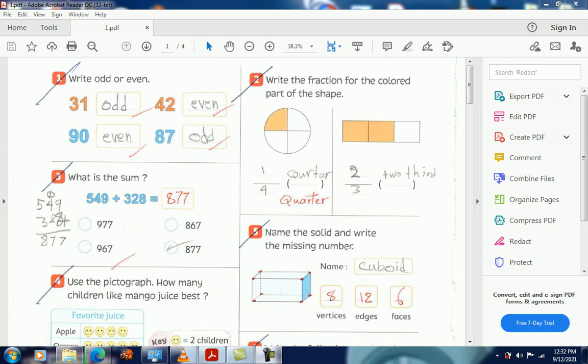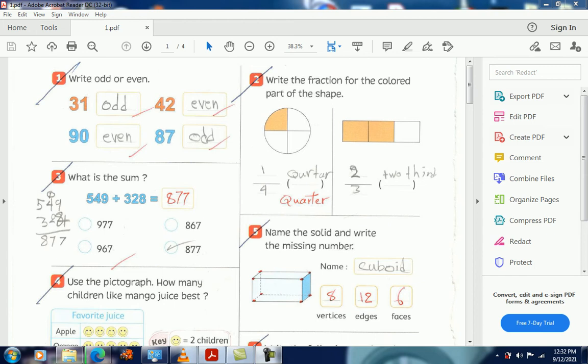Number 1, write odd or even. So 31 is odd, 42 is even, 90 is even, and 87 is odd.